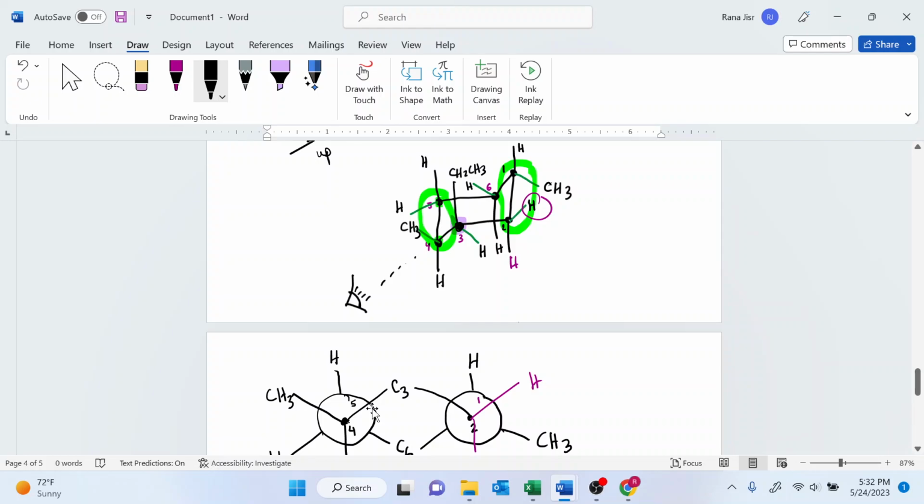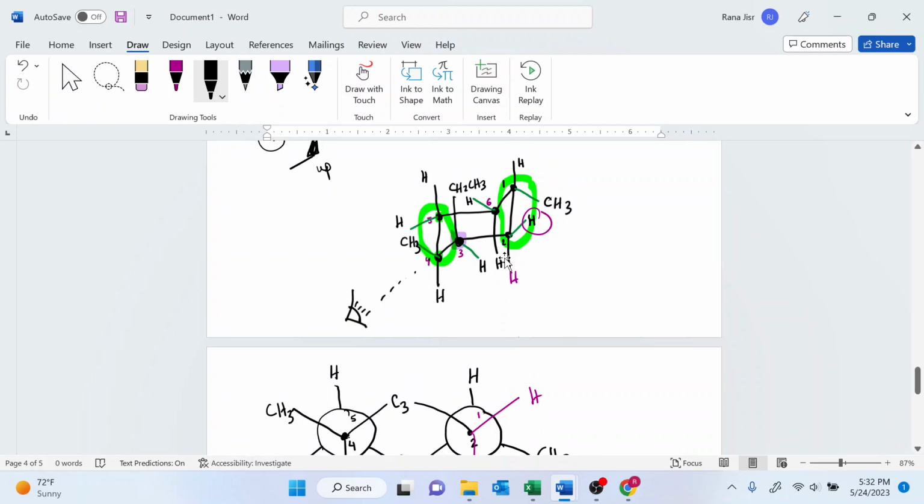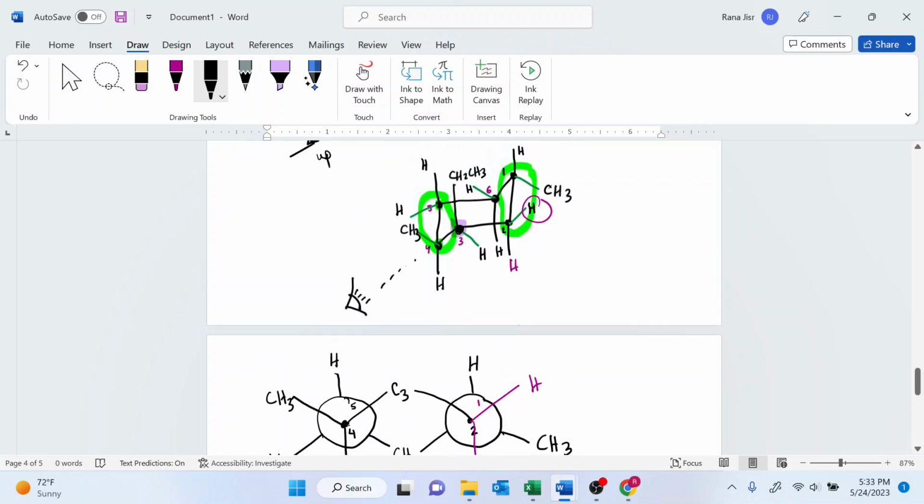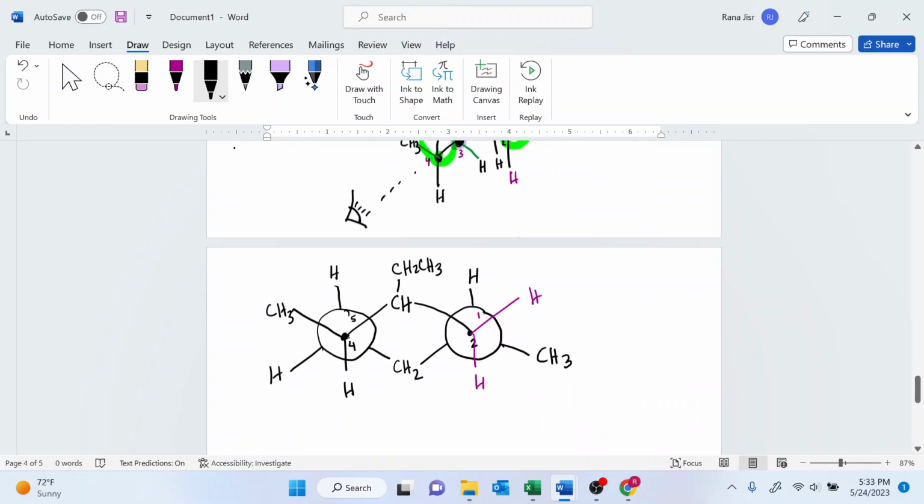Now, I did not put all the substituents because carbon number 6 is a CH2. So we can take carbon number 6, erase it, and put a CH2 in here. Make sure that you put all your substituents. On carbon number 3, it's a CH and an ethyl group. So I'm just going to go ahead and take this one out and put a CH and then an ethyl group in here. As simple as that. Make it simple because it is not difficult. And this is going to be the Newman projection of cyclohexane.